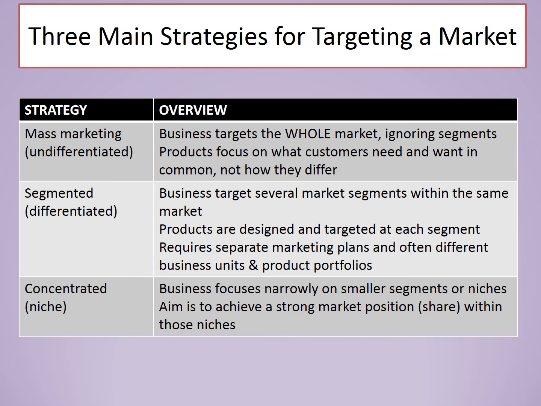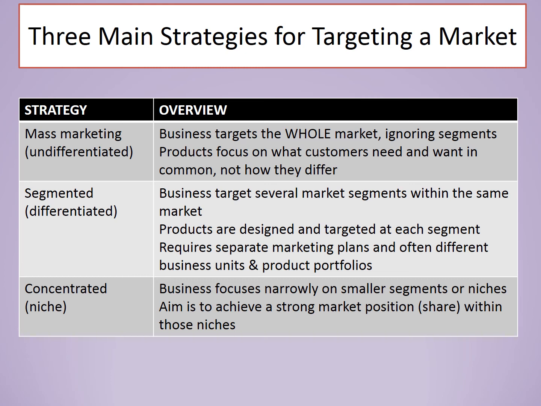So there are three main strategies for actually targeting a market. We've got mass marketing, which is undifferentiated. In other words, a business will target a whole market. They are ignoring the segments. They will just go for absolutely everybody that they can. They just try and blanket bomb the entire market and produce a product that focuses just on the needs and wants in common, but not exactly anything specific.